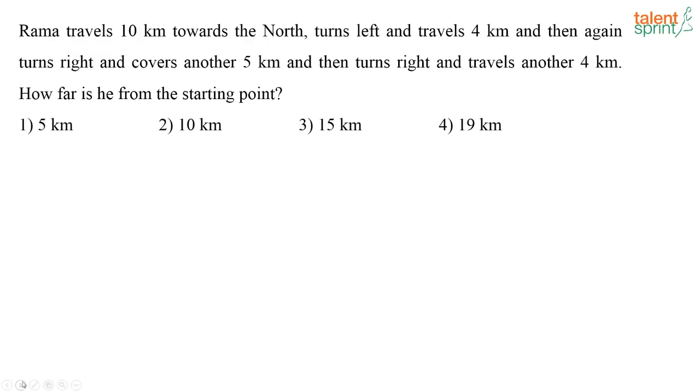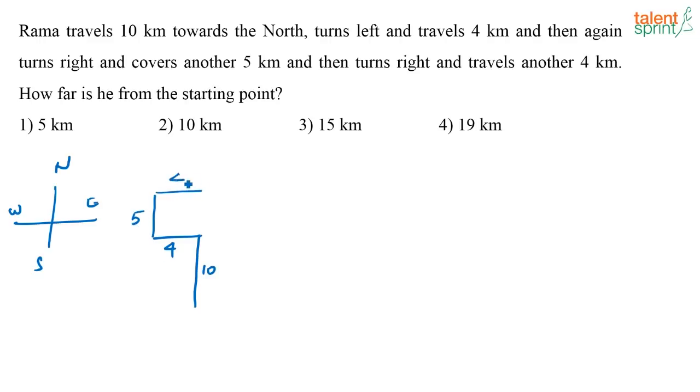Rama travels 10 kilometers towards north, turns left and travels 4 kilometers, then again turns right and covers another 5 kilometers, and then turns right and travels another 4 kilometers. How far is he from the starting point? So Rama is traveling 10 kilometers north. Yes, north, south, east and west. Rama travels 10 kilometers north, then he turns left and travels 4 kilometers. Then he again turns right and covers another 5 kilometers. Then he turns again right and covers another 4 kilometers. How far is he from the starting point?